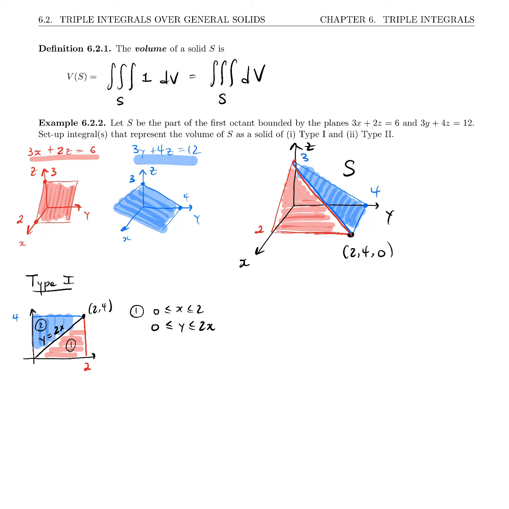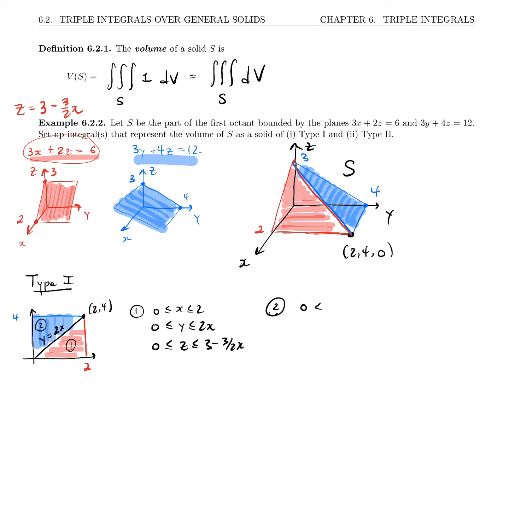And that red surface, we need to solve for z. So if we take the equation here and isolate z, we're going to get z equals, divide everything by 2, 3 minus 3 halves x. So z goes from 0 to this 3 minus 3 halves x. But that's only half of the region, right? We need the second half as well.